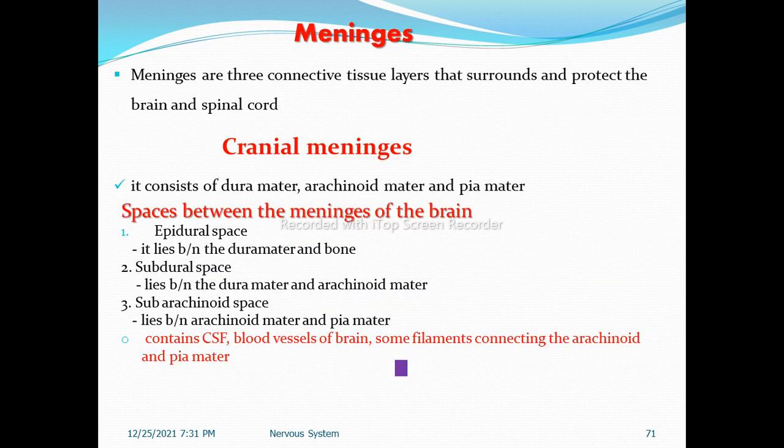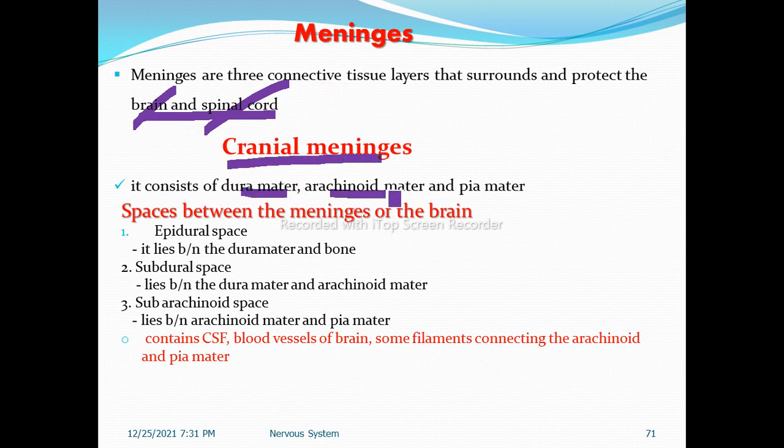The other topic is meninges. Meninges are the three connective tissue layers that surround and protect the brain and spinal cord. Meninges of the brain are known as cranial meninges. Meninges of the spinal cord are spinal meninges. Cranial meninges consist of dura mater, arachnoid mater, and pia mater. The outer is dura mater, then arachnoid mater, and the inner one is pia mater. The spaces between these layers are the epidural space, the subdural space, and the subarachnoid space.